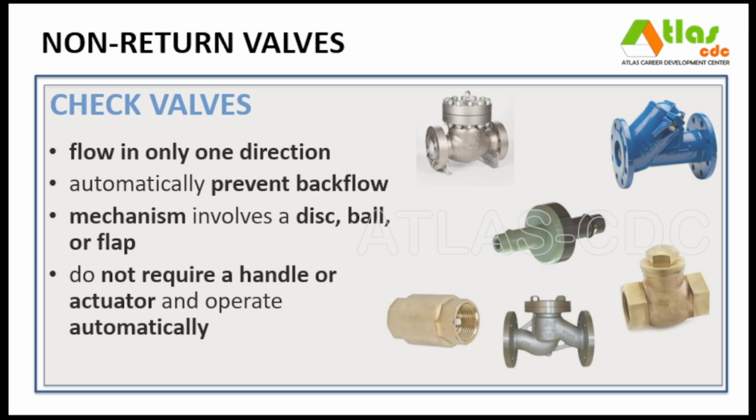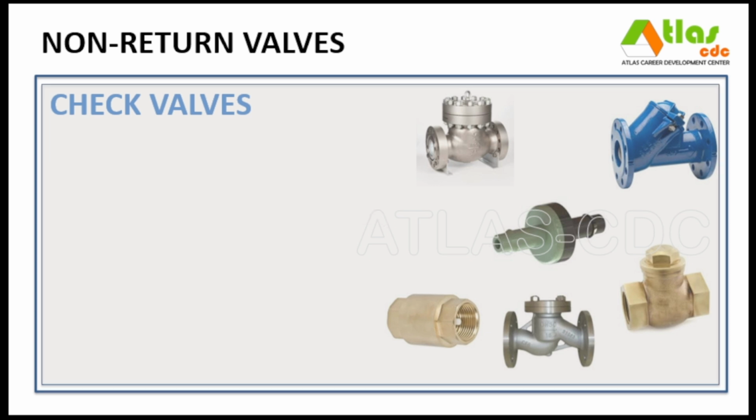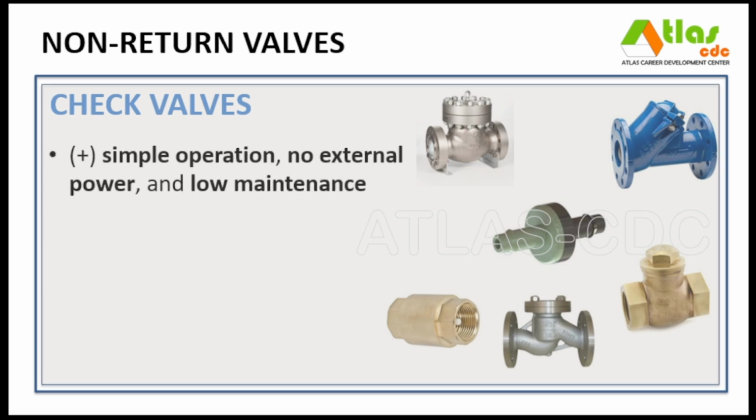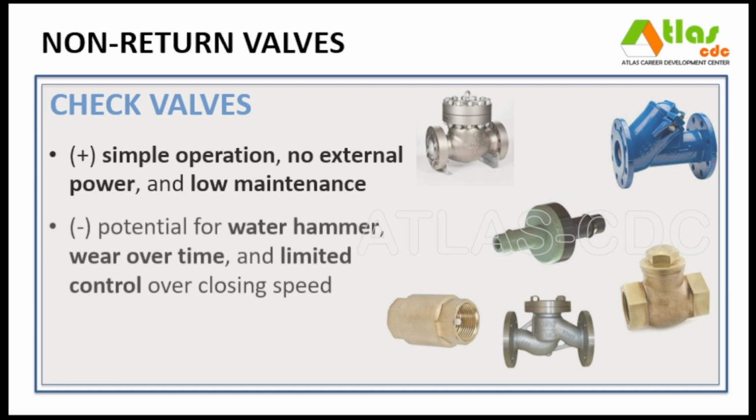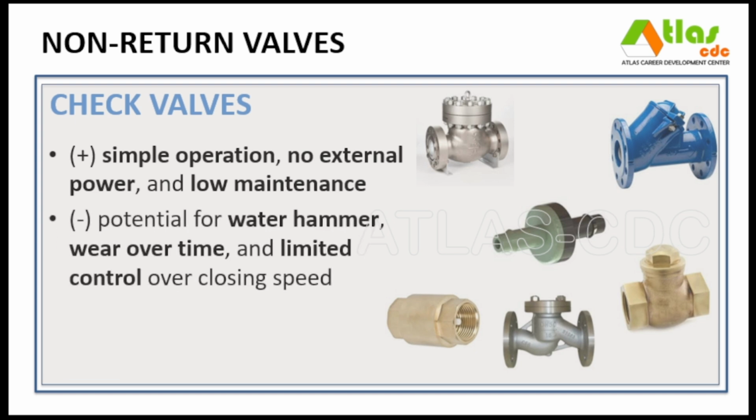The main function of a check valve is to protect pumps, compressors, and piping systems from damage caused by backflow. They also help maintain system pressure and prevent contamination in mixed fluid systems. Advantages include simple operation, no external power, and low maintenance, while disadvantages include the potential for water hammer, wear over time, and limited control over closing speed. They are widely used in water supply lines, sewage systems, fire protection, HVAC, and industrial process systems, where backflow prevention is essential.